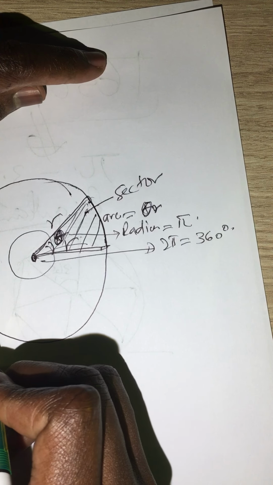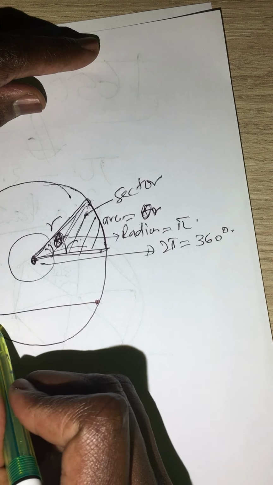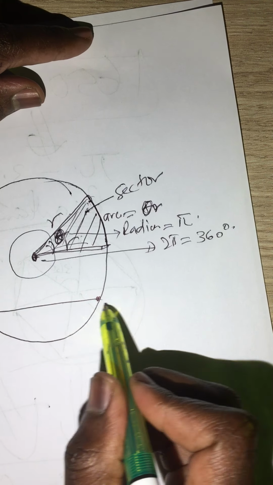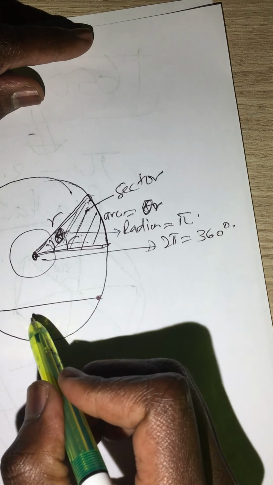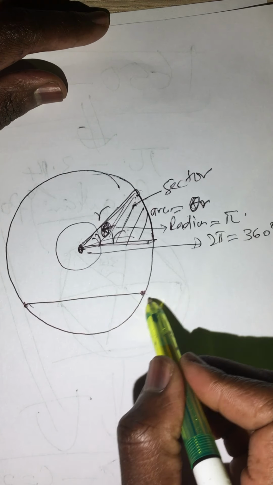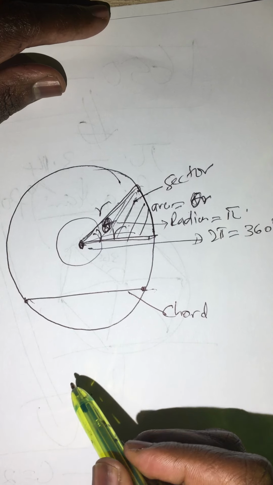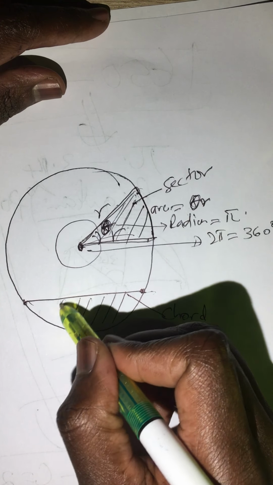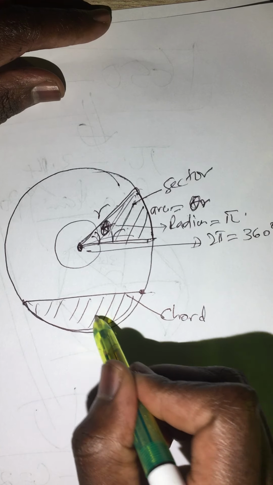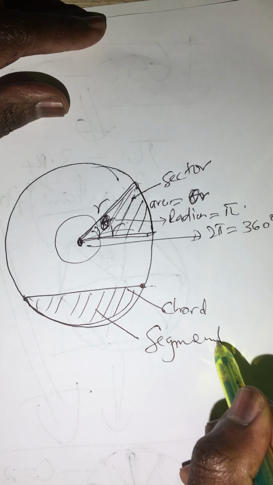A circle also gives us the feature to define a line called a chord. A chord is a line drawn from one point on the circumference of the circle to another, but not crossing through the center of the circle. So this is a chord, a line defined by the circle, and the area bounded by the chord and the circumference is called the segment of the circle.